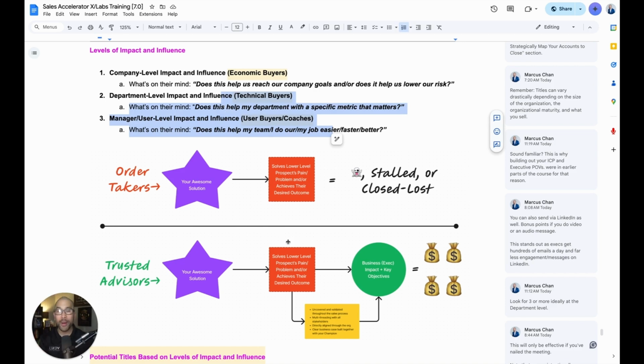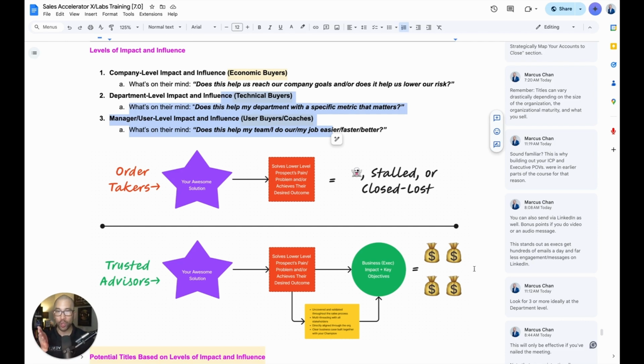So if you go back to this chart here as a reminder, trusted advisors, on the other hand, have their awesome solution. They show direct linkage to low-level prospects. So they're showing, hey, manager, user level, here's how I can help you directly solve your problems, okay? And on top of that, hey, execs at the very top level, I can help you achieve your key objectives and reduce your risk. All right. As a reminder, this whole bridge right here bridges all the way through. It's in covered value through the whole sales process with multi-threading, and there's direct alignment, right, across the board.